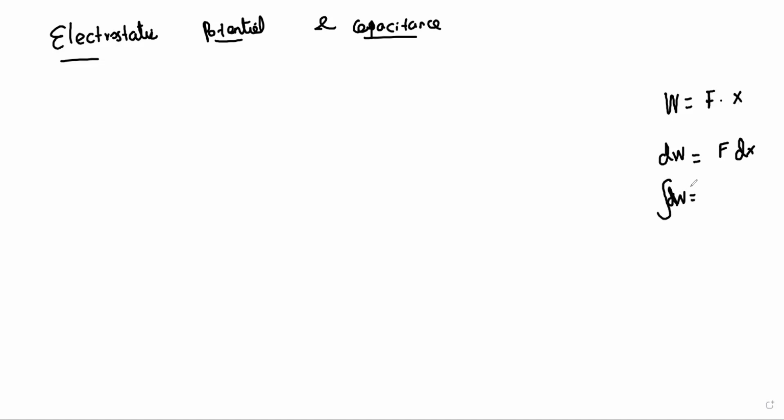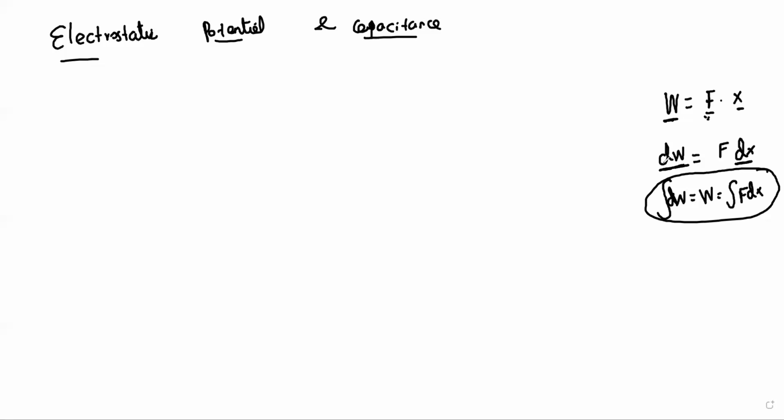So if we integrate dW, we will get W. So where do we have to do the integration? When we multiply two things, and one parameter is changing with respect to another, instead of finding the whole work done, we have to find the work for moving a small distance. What is the small work?